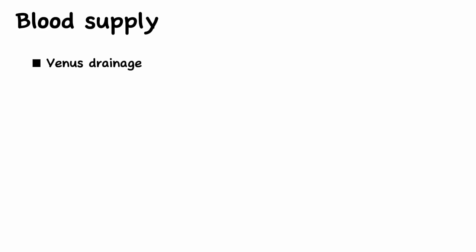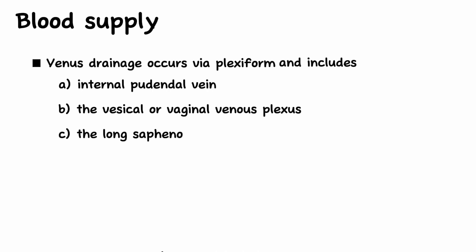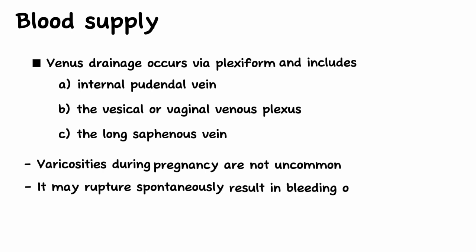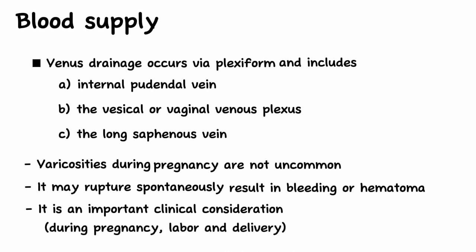The venous drainage occurs via plexiform arrangements and includes A. Internal pudendal vein, B. The vesicle or vaginal venous plexus, C. The long saphenous vein. It's worth noting that varicosities during pregnancy are not uncommon. These varicosities may rupture spontaneously, resulting in visible bleeding or hematoma formation, an important clinical consideration during labor and delivery.